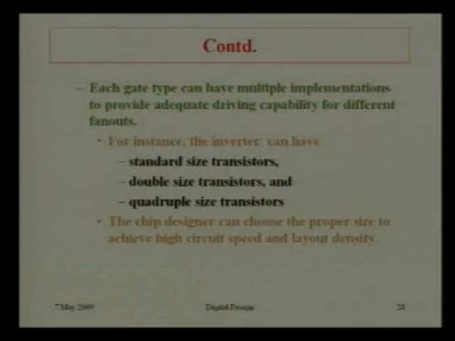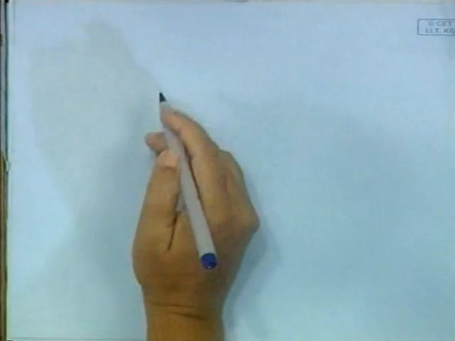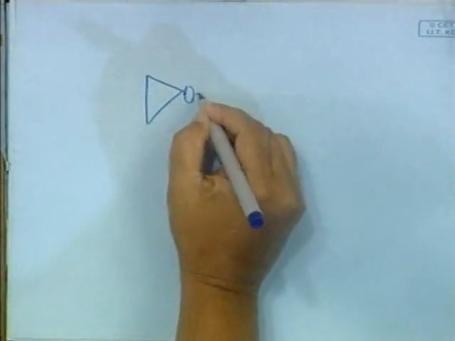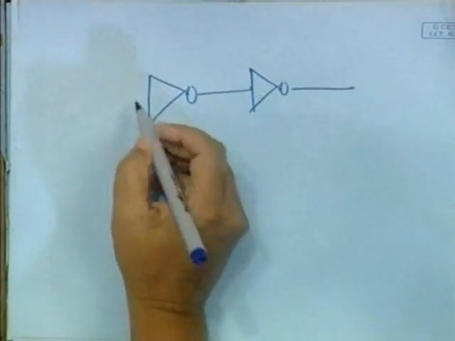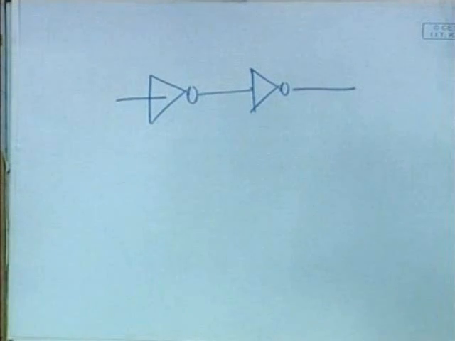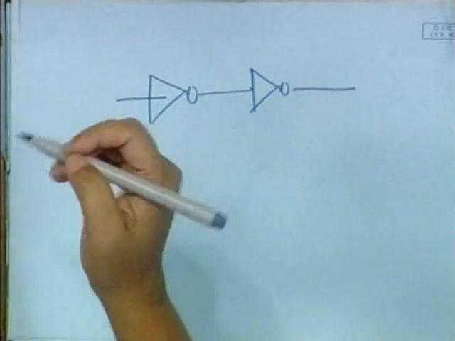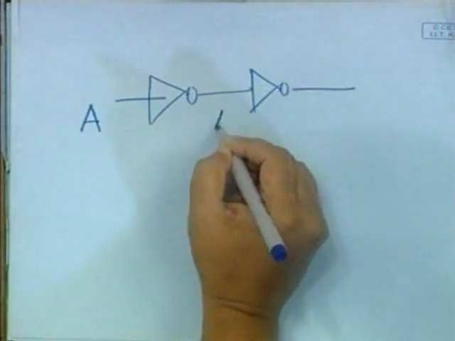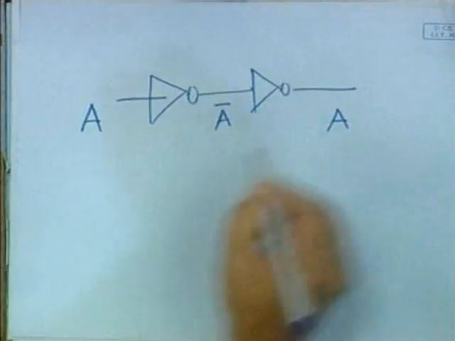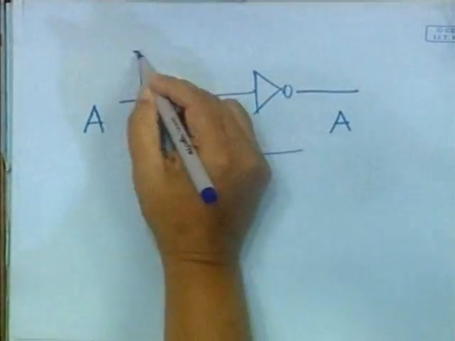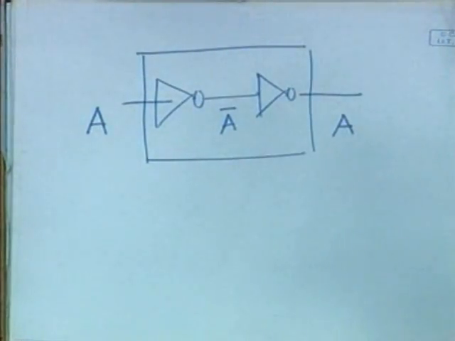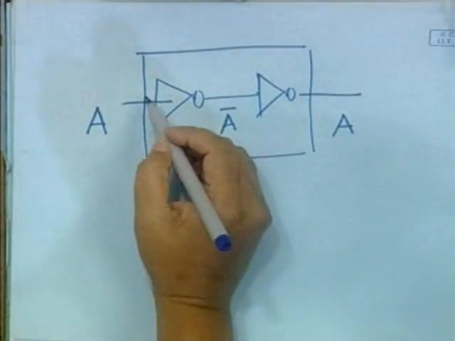So how can I insert a delay? I can put 2 inverters. Say this is A, this is A bar, this is again A. So these 2 inverters, I can treat this simply as nothing but a delay. I just put that as a delay.